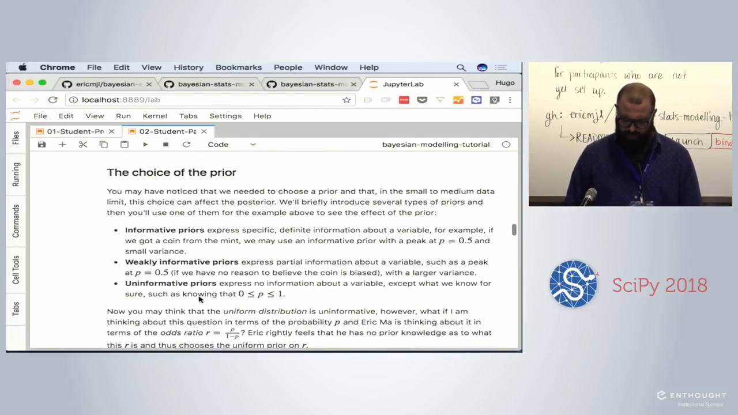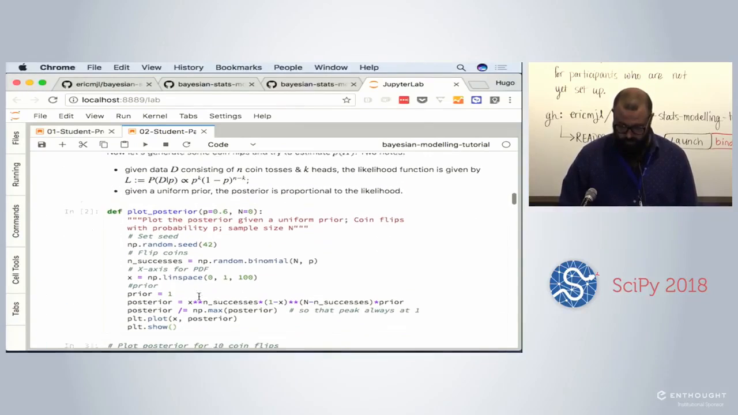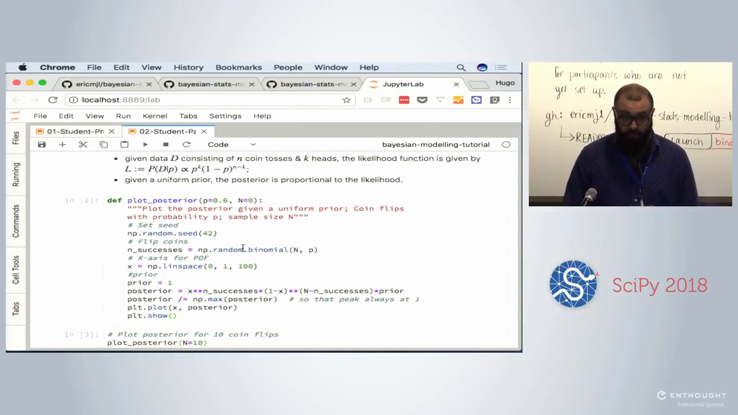Okay. Question? The plot posterior function actually generates the fake data and also does the Bayes theorem, right? Exactly. Yeah, that's a very good question, and we'll see that. So the statement was that the plot posterior function generates the empirical data that we collect in the world and then computes the posterior.